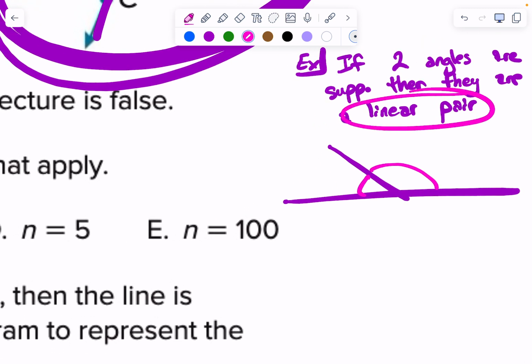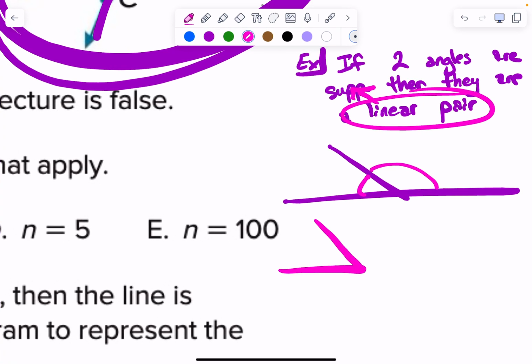If it's a linear pair, then they have to be supplementary. But if they're supplementary, they're not necessarily a linear pair. That's kind of like if it's a square, it's a rectangle. But if it's a rectangle, it's not necessarily a square, right? We'll get to that in chapter 6. All right, so here's my counterexample. I have this angle right here.